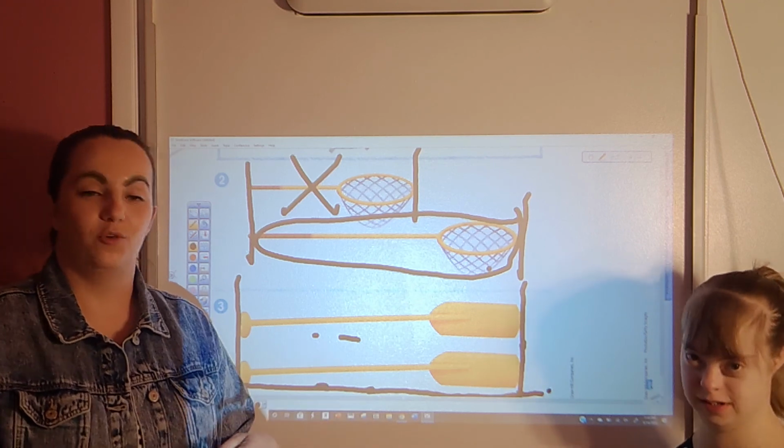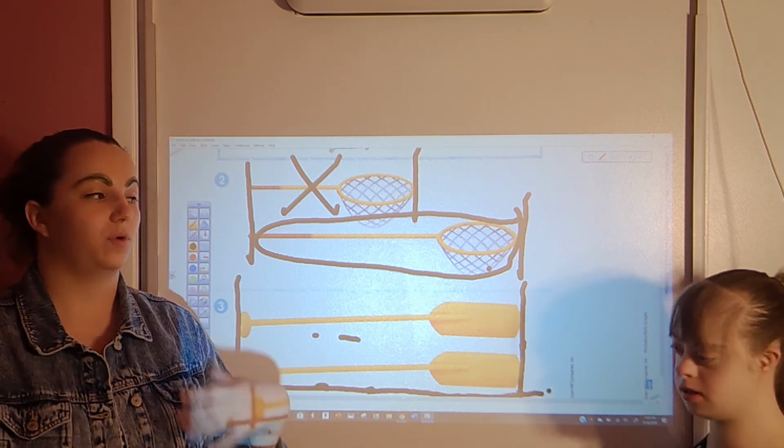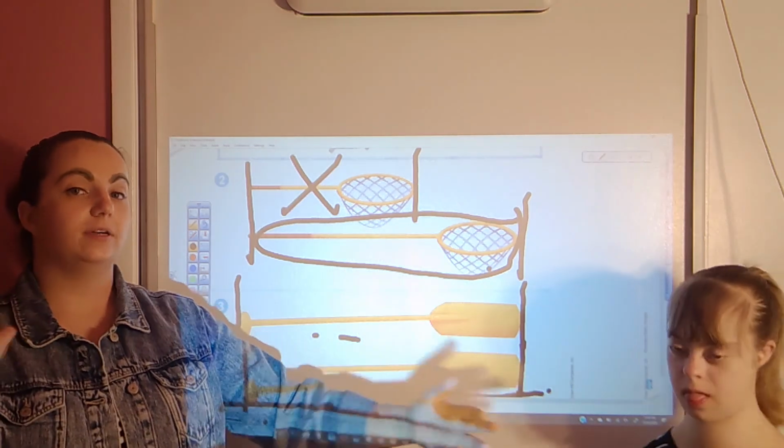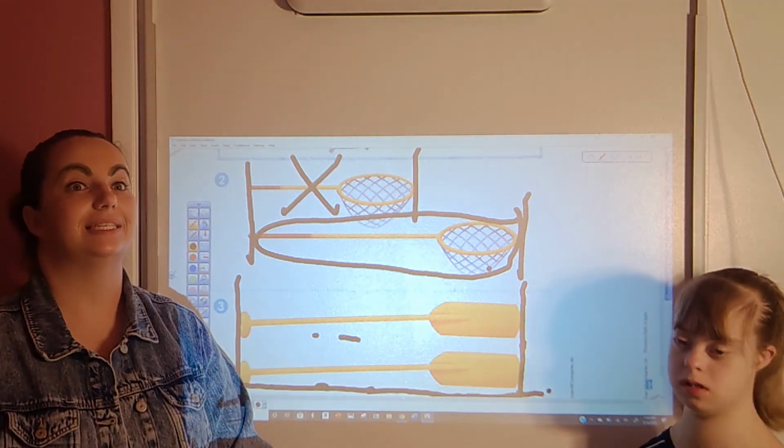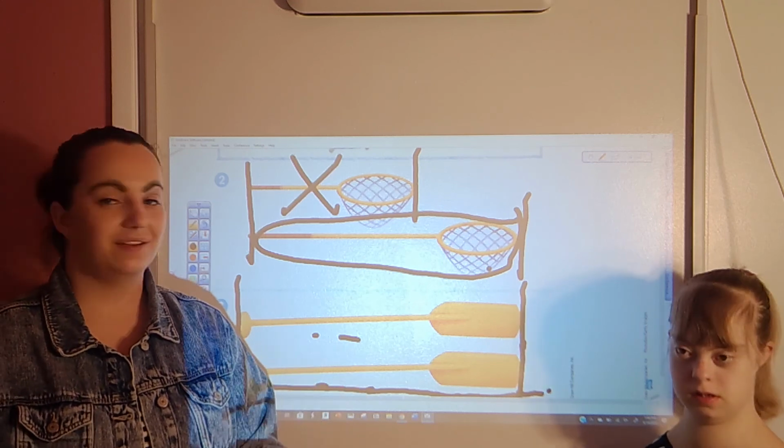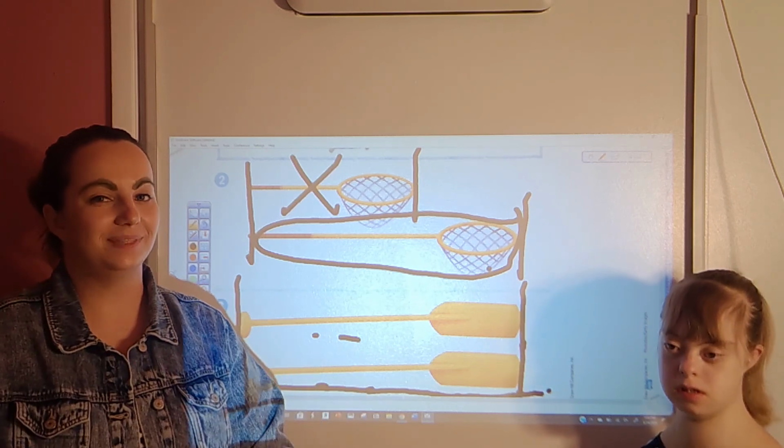Nice job. We've explored some problems where an object is longer or shorter and what we do when the objects are the same length. Let's get ready. We'll come back with some more problems.